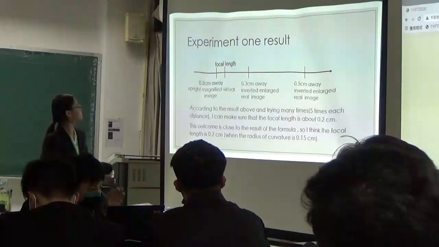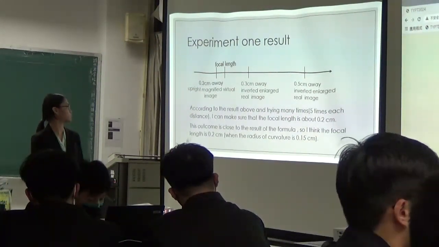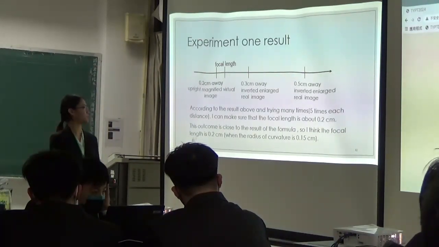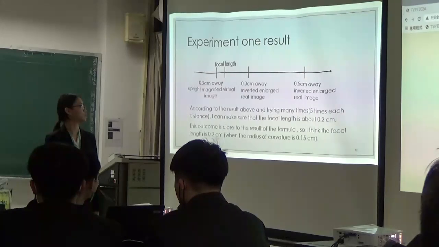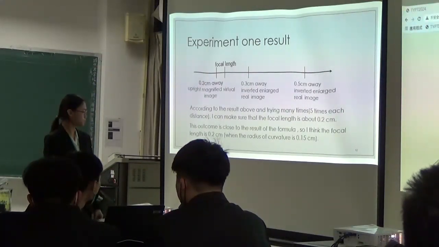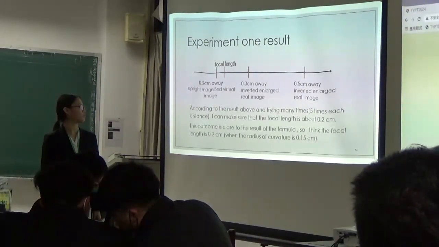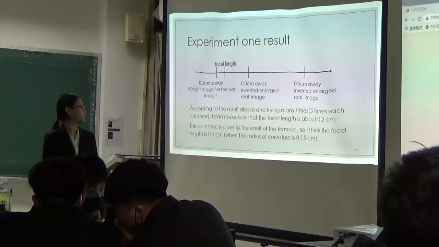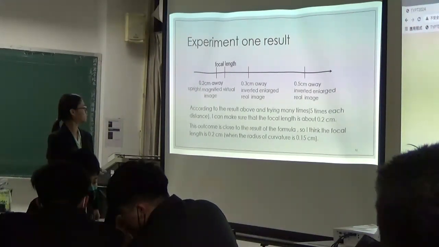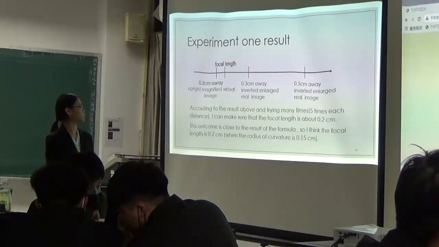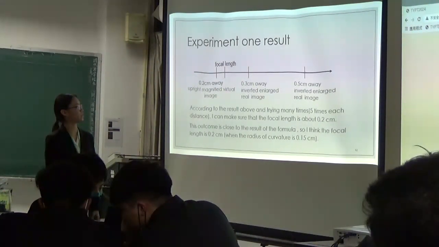And this is my experiment result. According to the result above and trying many times, I can make sure that the focal length is about 0.2 cm. This outcome is close to the result of the formula. So I think the focal length is 0.2 centimeter when the radius of curvature is 0.13 centimeter.